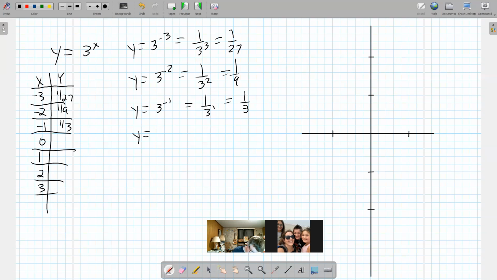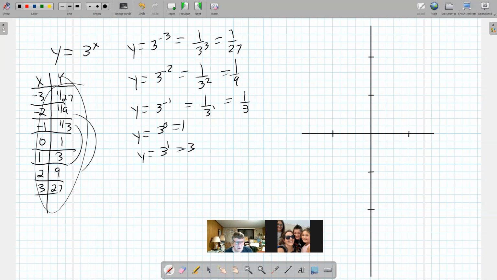When x is 0, y equals 3 to the 0 power, which is 1. When x is 1, y equals 3 to the 1, which is 3. Then we get y equals what? 3 squared, which is 9. Y equals 3 cubed is 27. Again, we get that reciprocal situation. These y values, instead of doubling, they are tripling. So we've got -3 is 1/27th, -2 is 1/9, -1 is 1/3, 0 is at 1, 1 is at 3, 2 goes to 9.